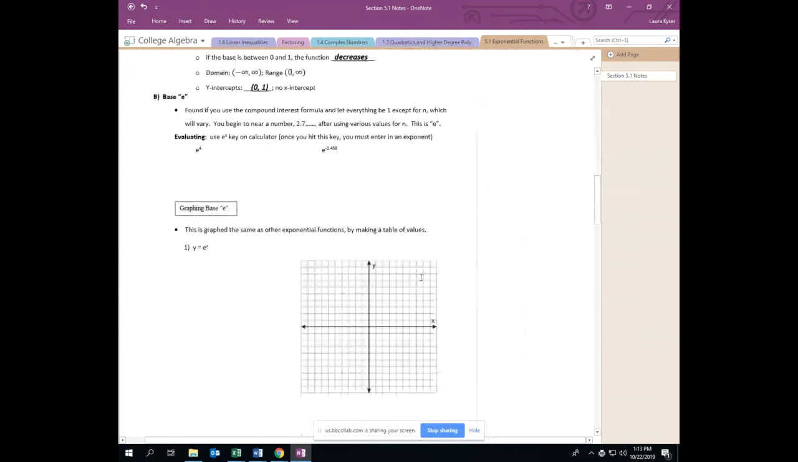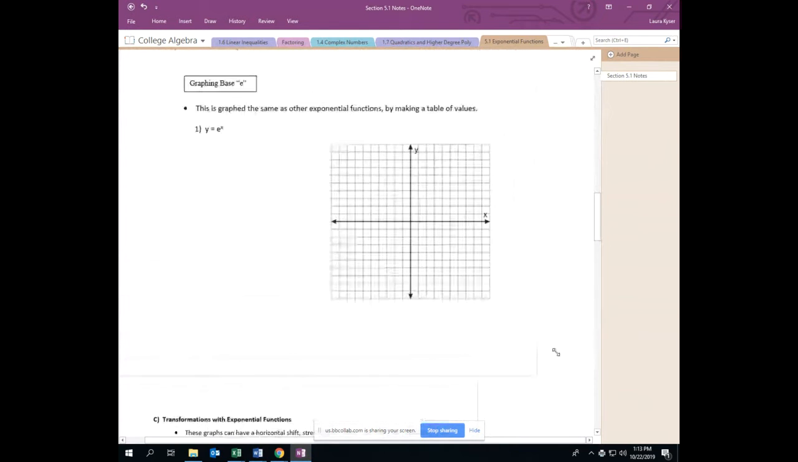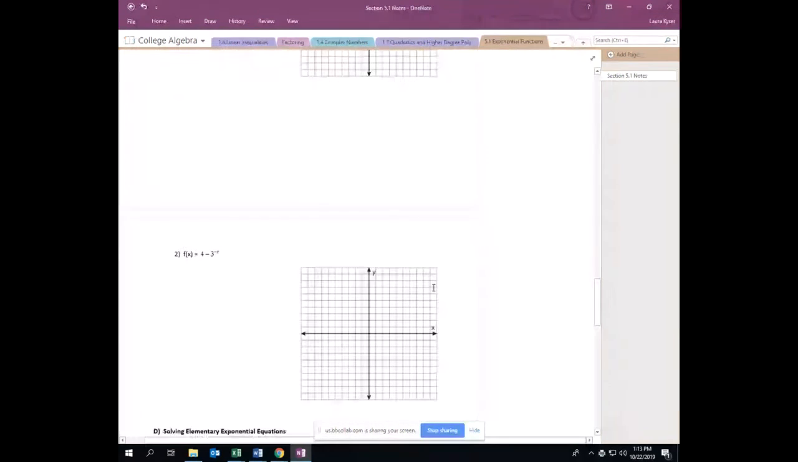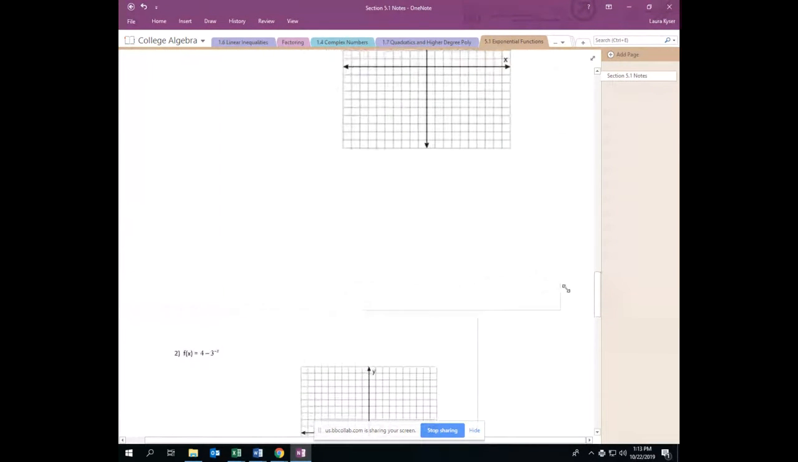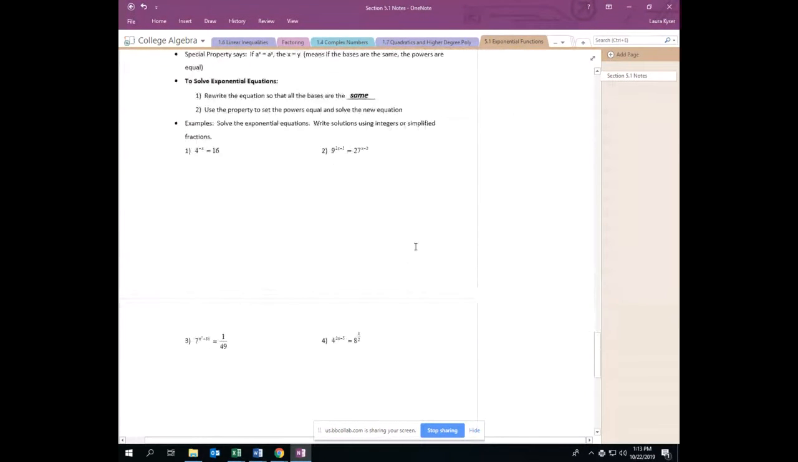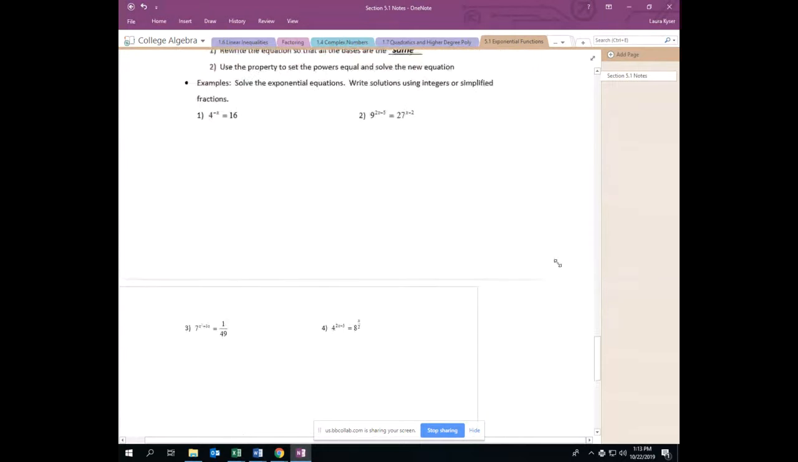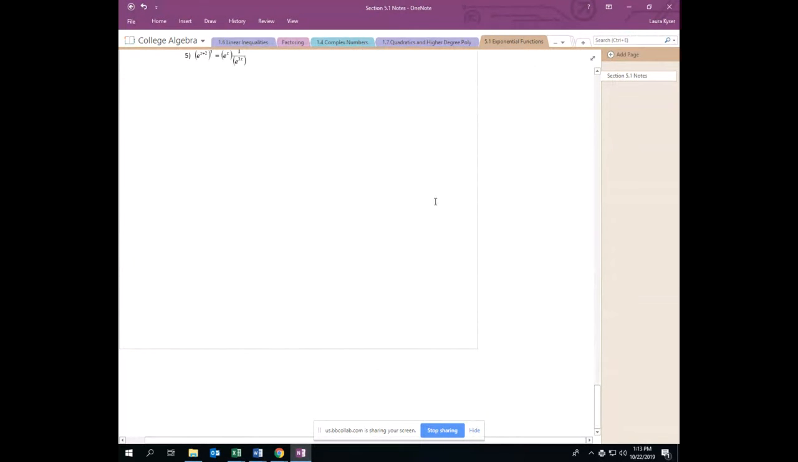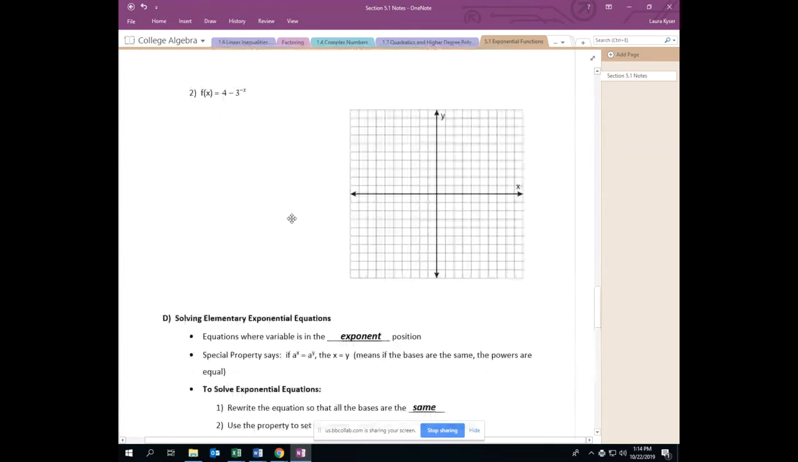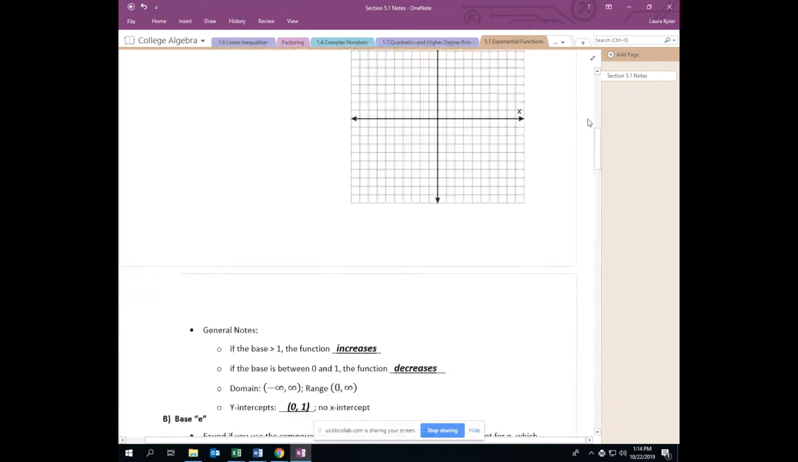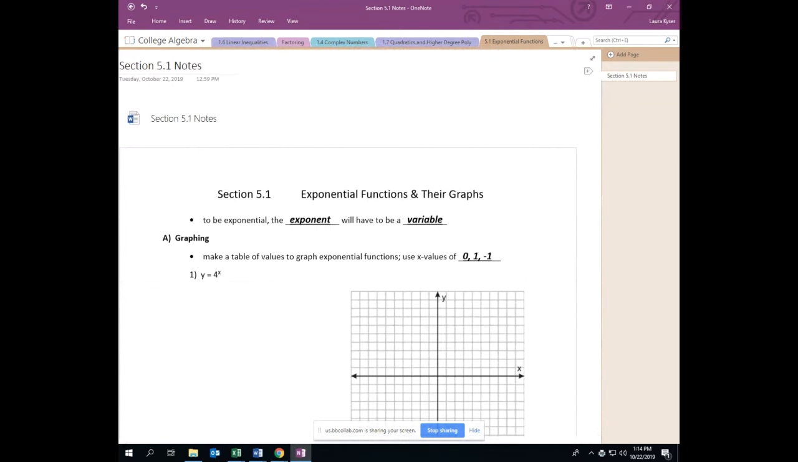pretty easily. I am going to be drawing some graphs in this section. And so if you have a graphing calculator, you might find it helpful to use. If not, that's okay. We are going to make a table and use a very few amount of values just when we are creating these different graphs.